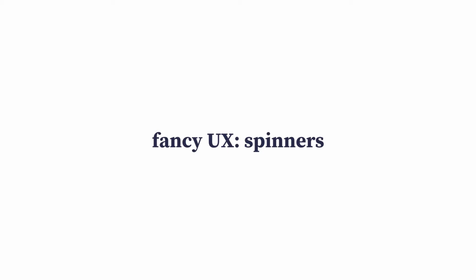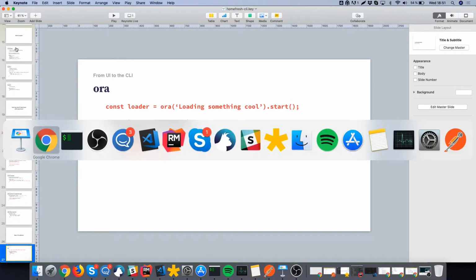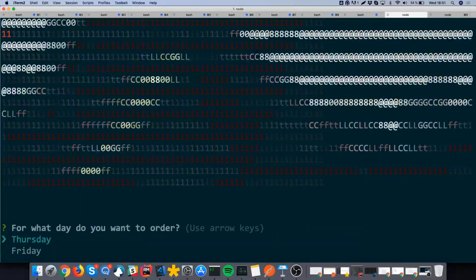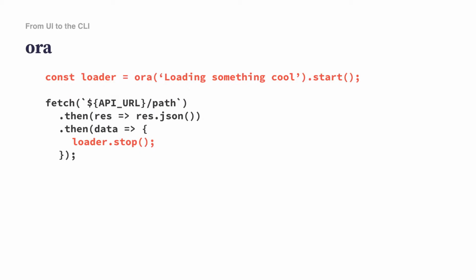Now some fancy user experience. Spinners. So you saw this here. Spinner, loading menu. How do you do that? Well, somebody on the internet thought this might be something useful. So they did a library, it's called Aura, and you just give it a text and you start it, and then later when it's done, you stop it. And that's it. So you first start it, make your AJAX request, and when it's done, just stop it.